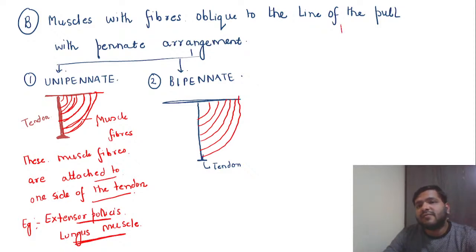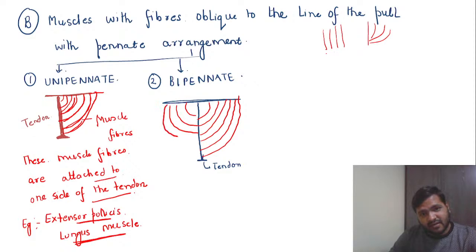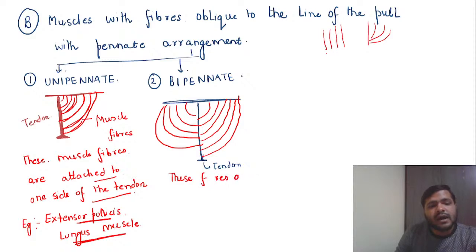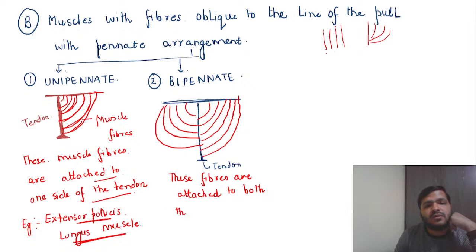In the previous category, the muscle fibers were parallel to one another. Over here, the muscle fibers are curve shaped, like the feather of a bird, and they are almost symmetrical. So you can see that this is a bipinnate arrangement. Remember that these fibers are attached to both sides of the tendon.